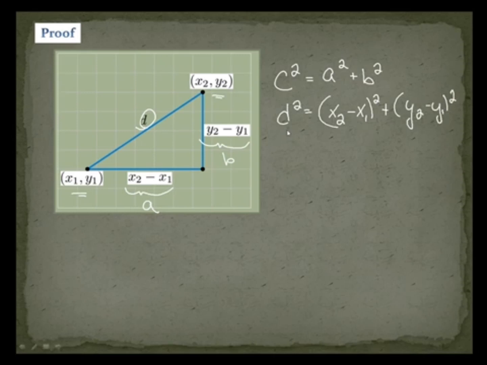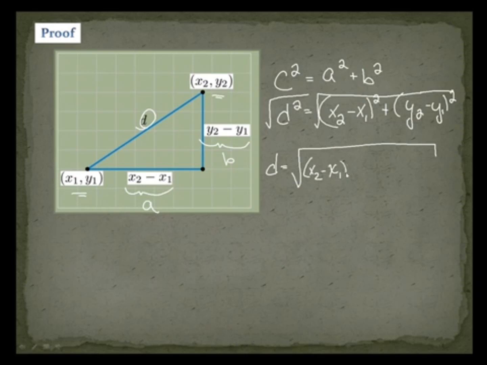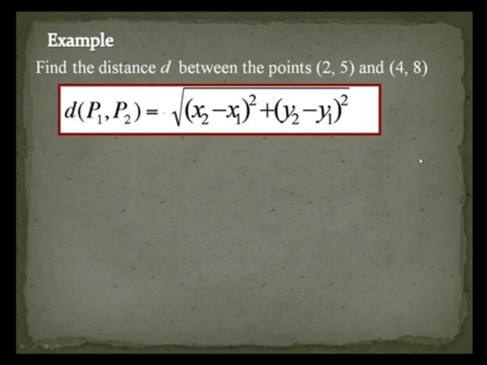Now remember, we don't want to know what d squared is, we want to know d. So that's why we take the square root. And so that's how our formula is found. Let's look at an example.